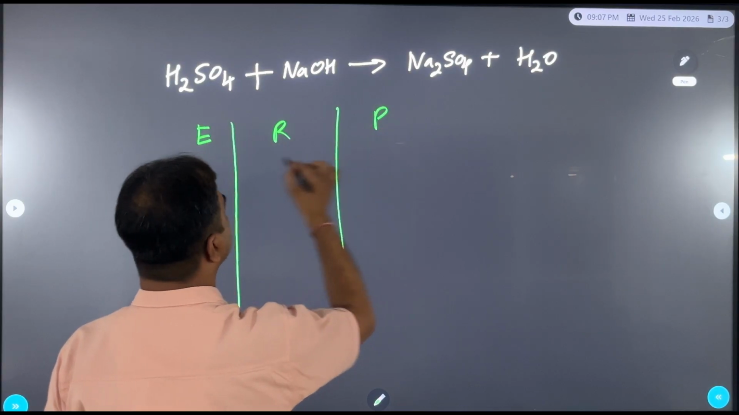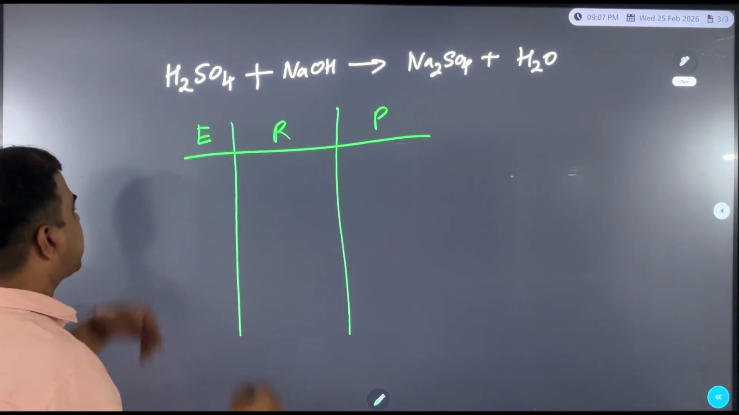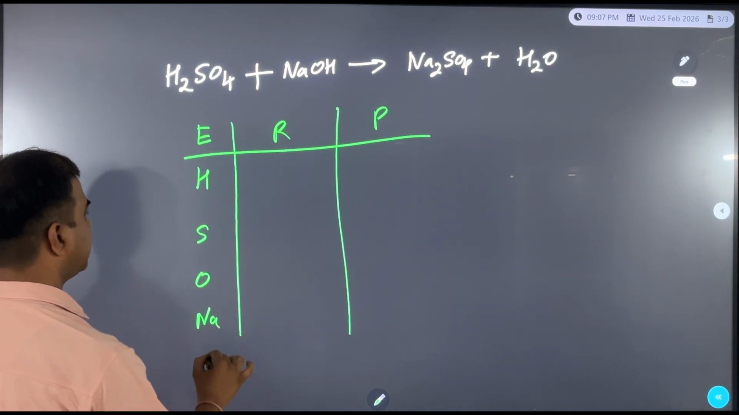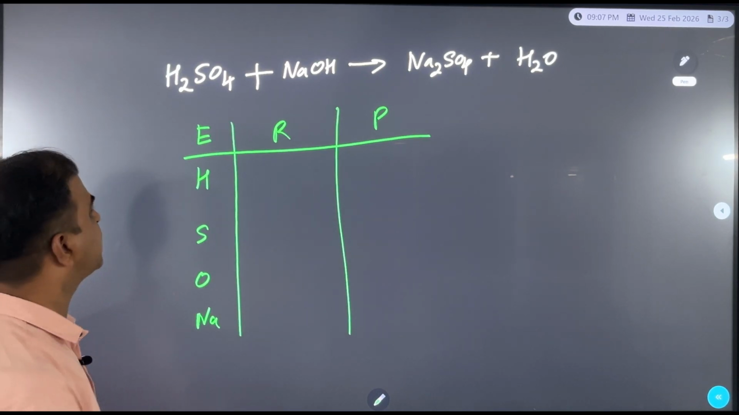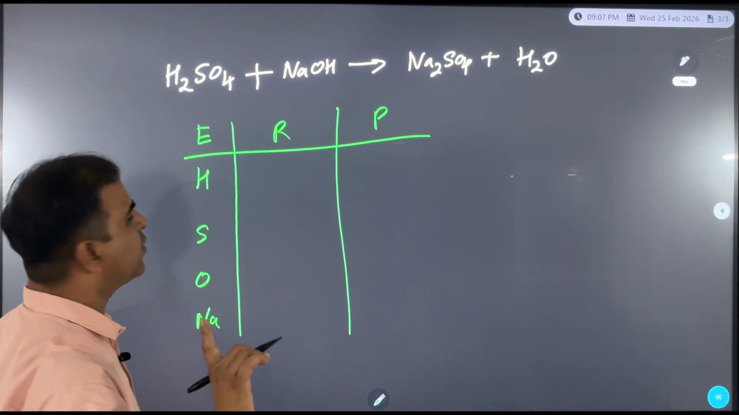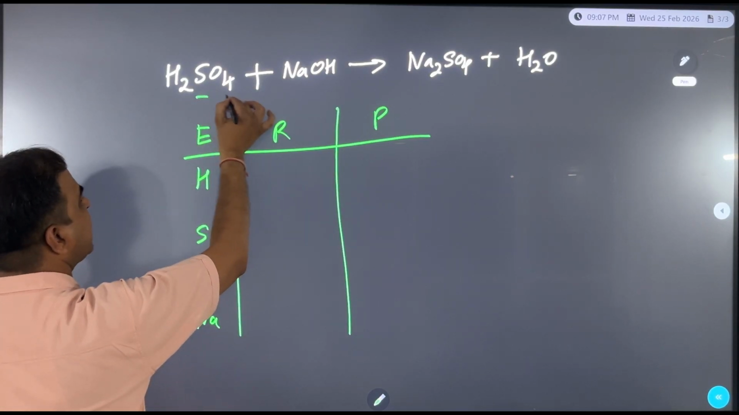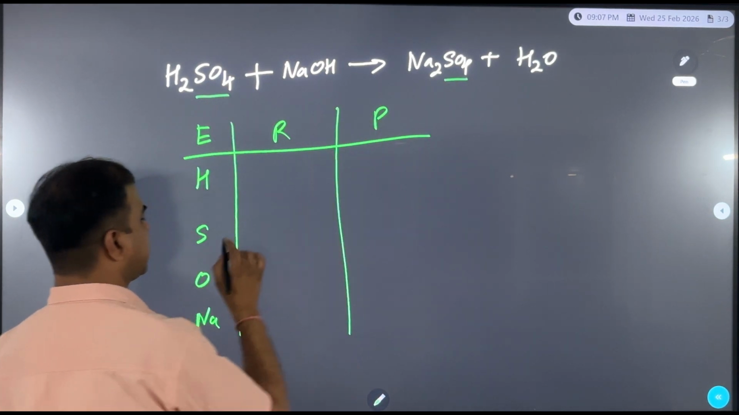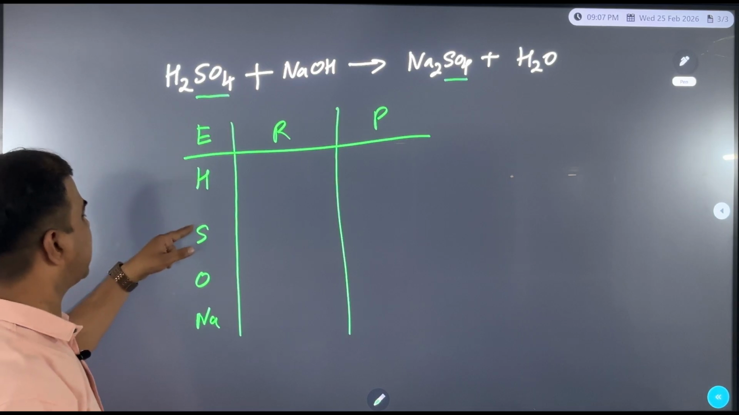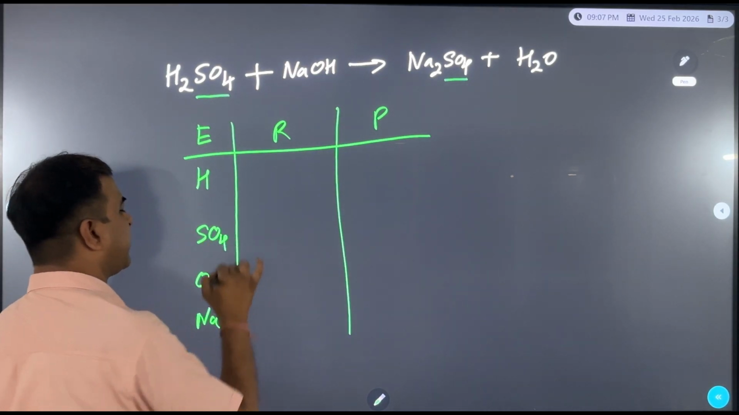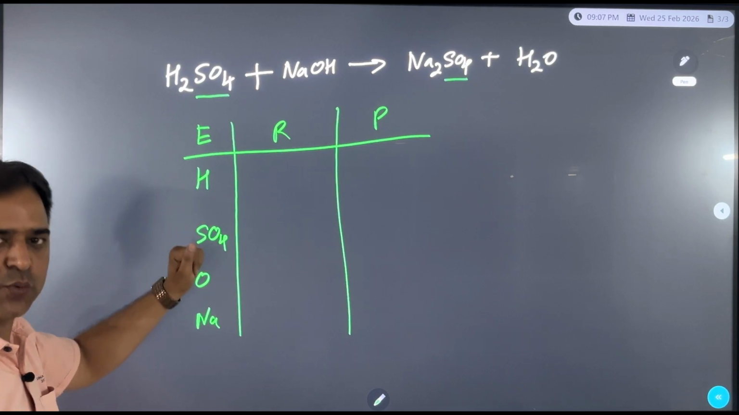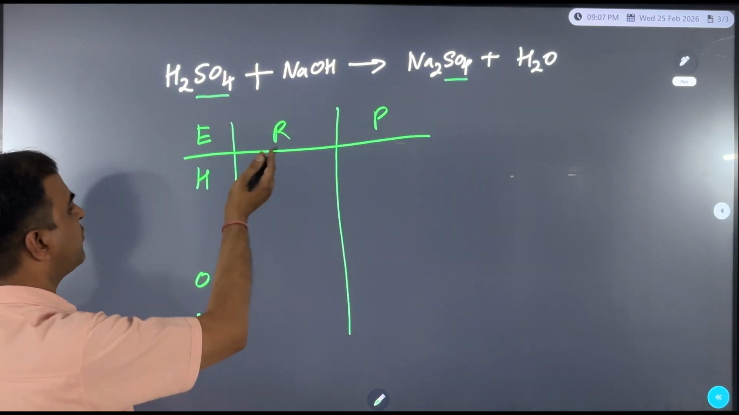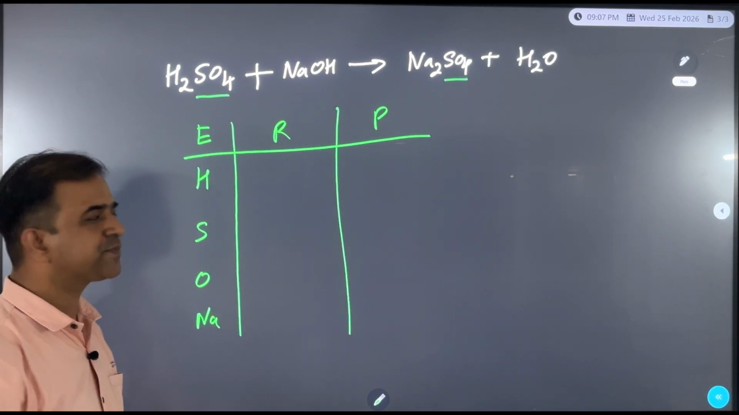Element, reactant and product. Which elements are there here? Hydrogen, sulfur, oxygen, sodium. Okay, that's it. Now you see here, you need to remember one more thing. If an entire polyatomic ion is going on that side, reactant and product side, then instead of writing sulfur, you can directly write sulfate. This also you can do. But since it is the beginning, we will go with individual atoms.